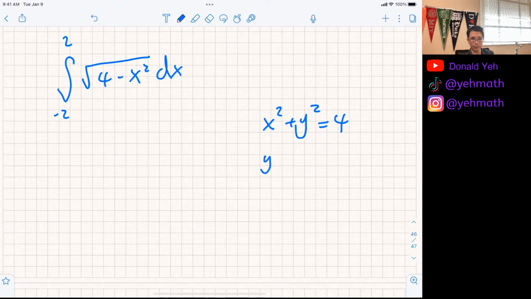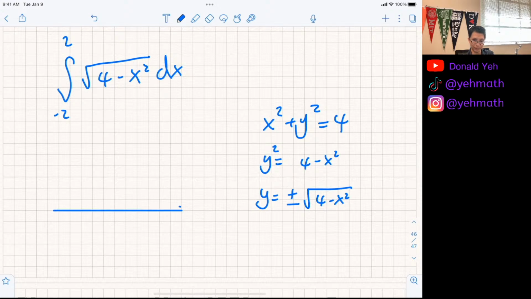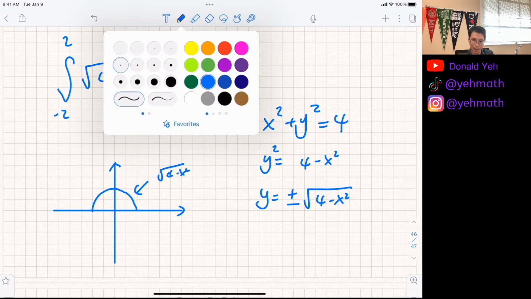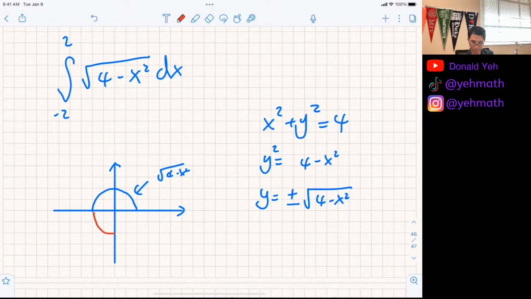Okay, let's go ahead and move the x squared to the other side. So it'll be 4 minus x squared. And then I can square root both sides, so it's going to be plus minus. The top half of the circle is going to be the plus. So this is square root of 4 minus x squared. The bottom part of the circle is negative square root of 4 minus x squared. That's why it's plus minus, because that's still a circle.